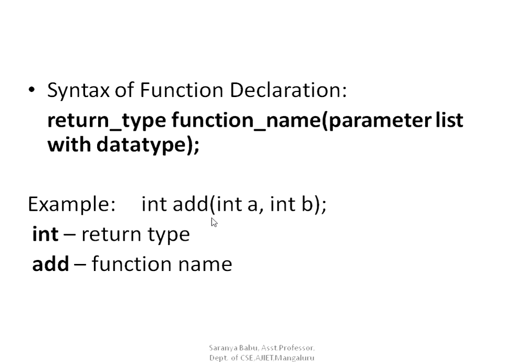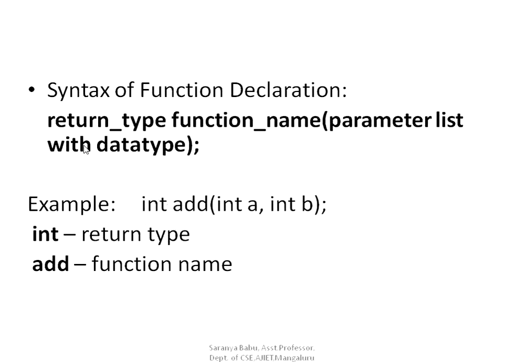Please, dear students, remember to put this opening bracket as well as the closing bracket. Even if there are no parameters, these are called parameters. int a, int b, these are called parameters. Even though you don't have parameters, you are supposed to put these brackets, because this is the function notation. Clear?